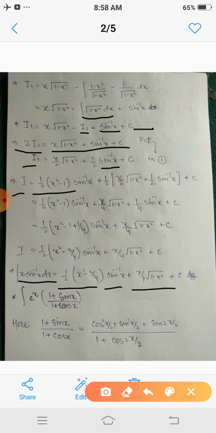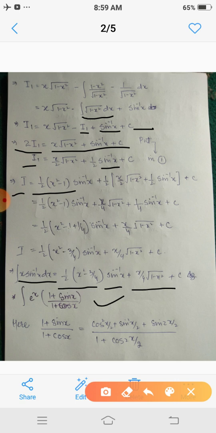So in this way we can find the indefinite integral of any function of this type, whether cos inverse x into x or tan inverse x into x. So the procedure is the same. Now find the integral e^x (1 plus sin x) upon (1 plus cos x).